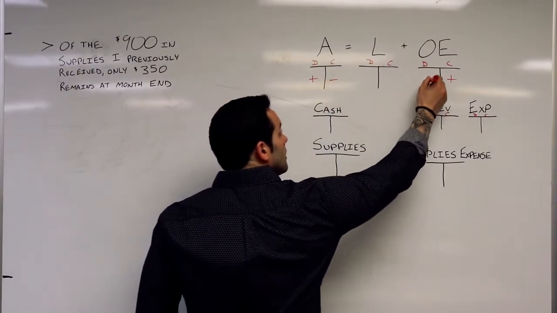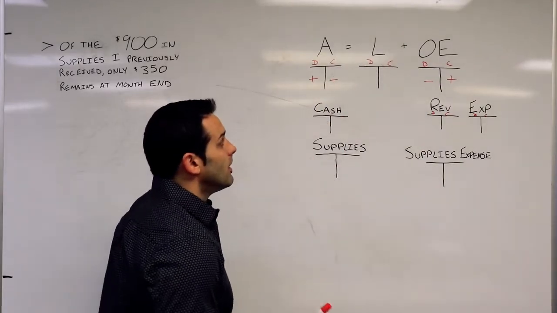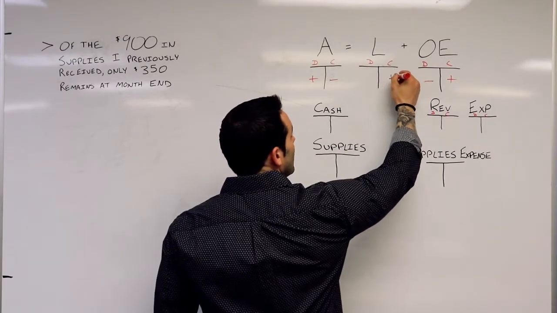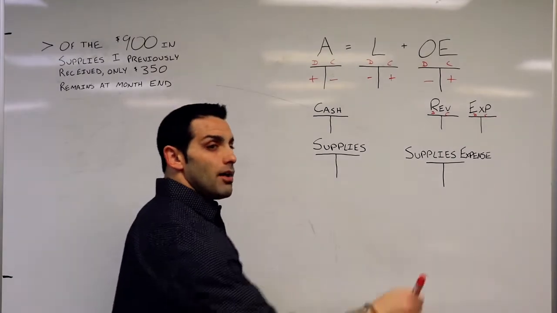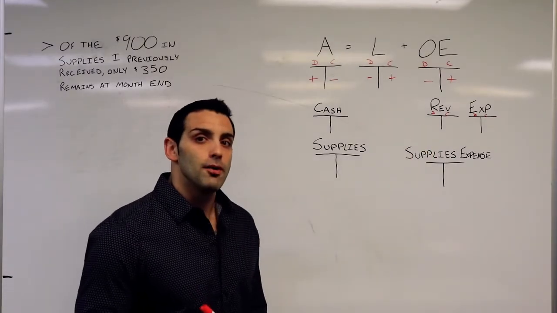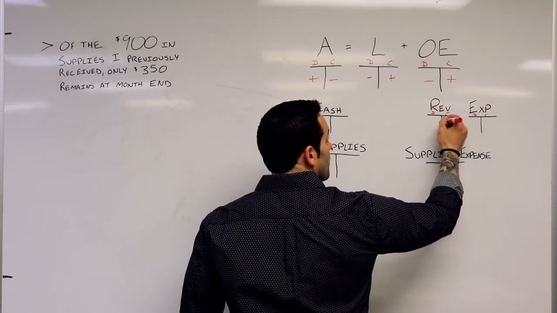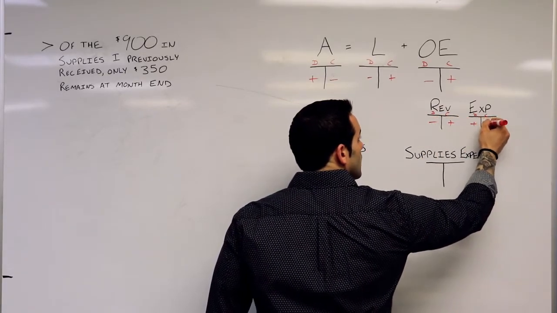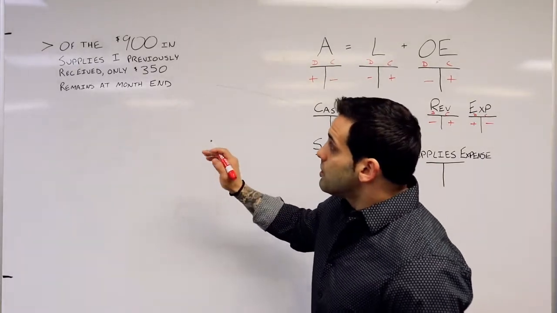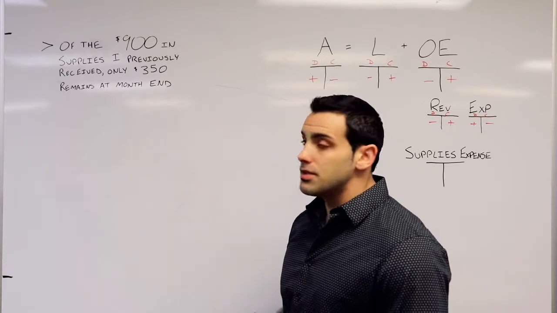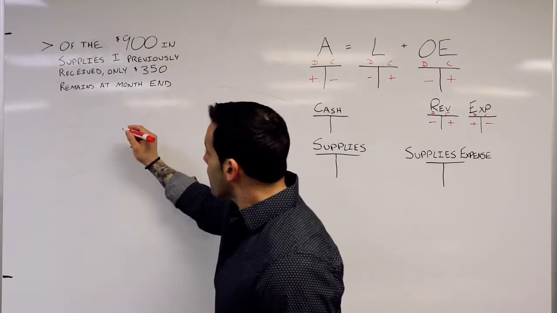Obviously, the opposite would be reductions. Now, liabilities follow owner's equity because they're on the same side of the equal sign. I also included revenues and expenses below. So revenues follow equity and expenses are the opposite. There we go. So our original journal entry for this $900 of supplies would have looked something like this.